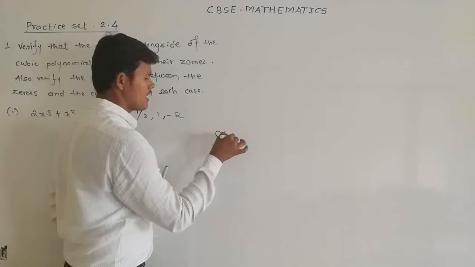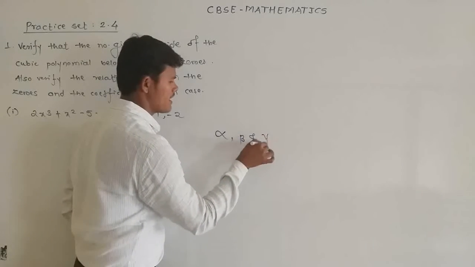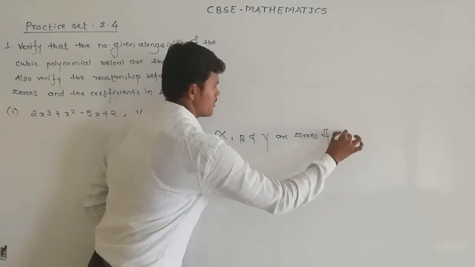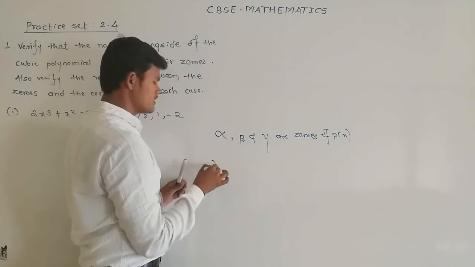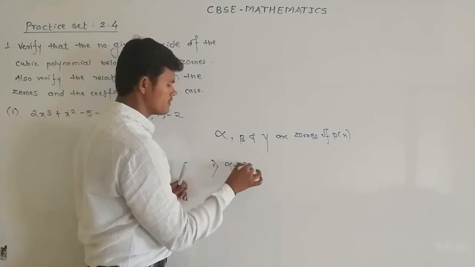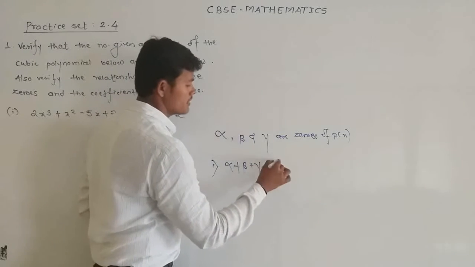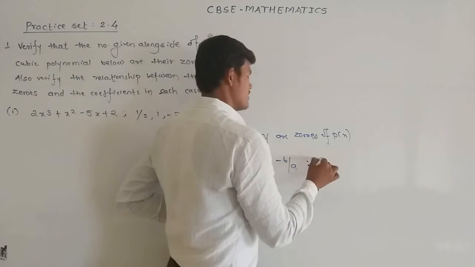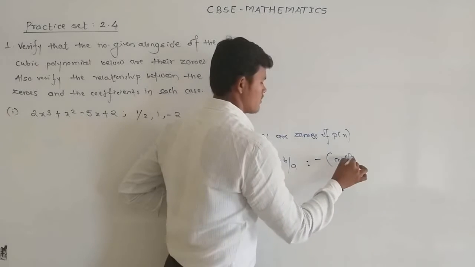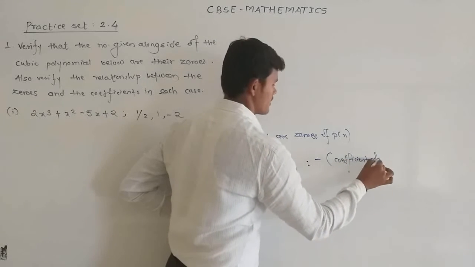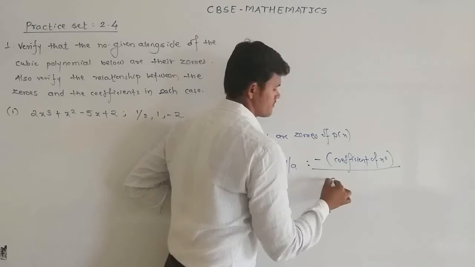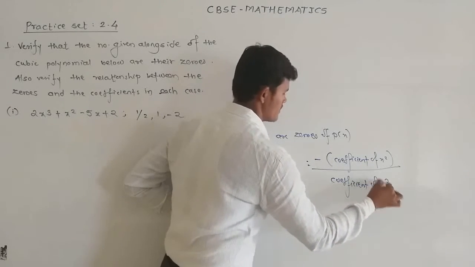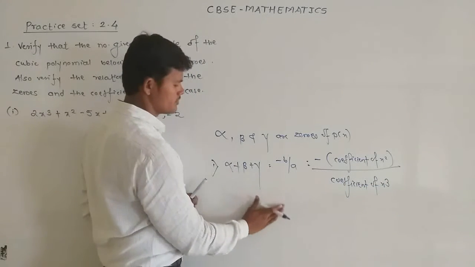Suppose alpha, beta and gamma are zeros of polynomial p of x, then the first relation is the sum, that is alpha plus beta plus gamma is nothing but minus b by a. Minus b by a means minus of coefficient of x square upon coefficient of x cube. This is the relation for the sum of zeros.